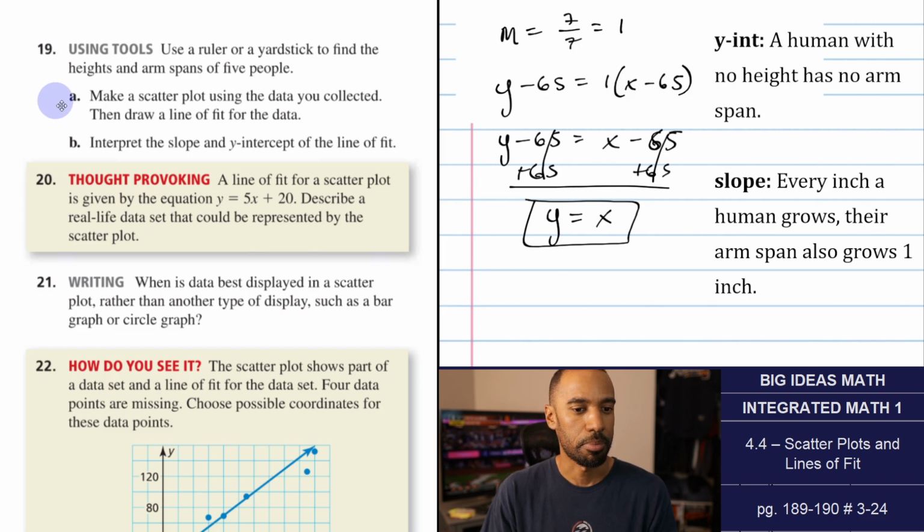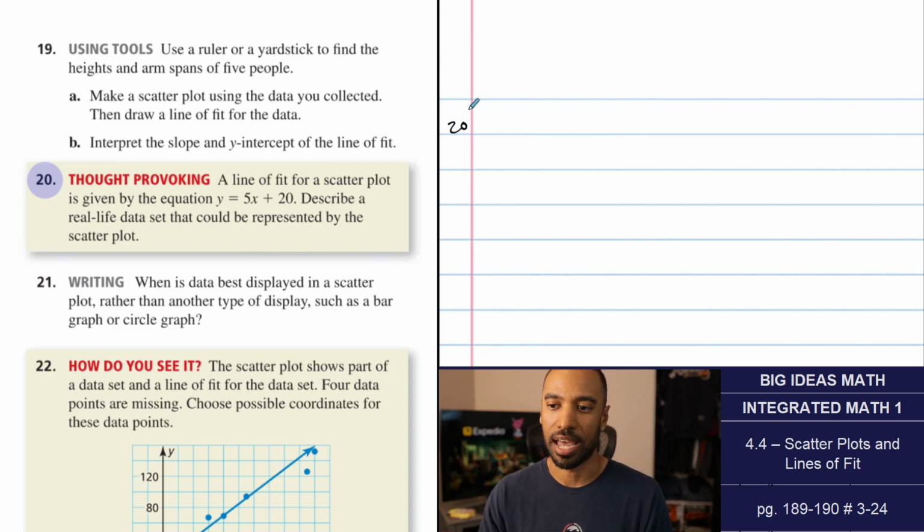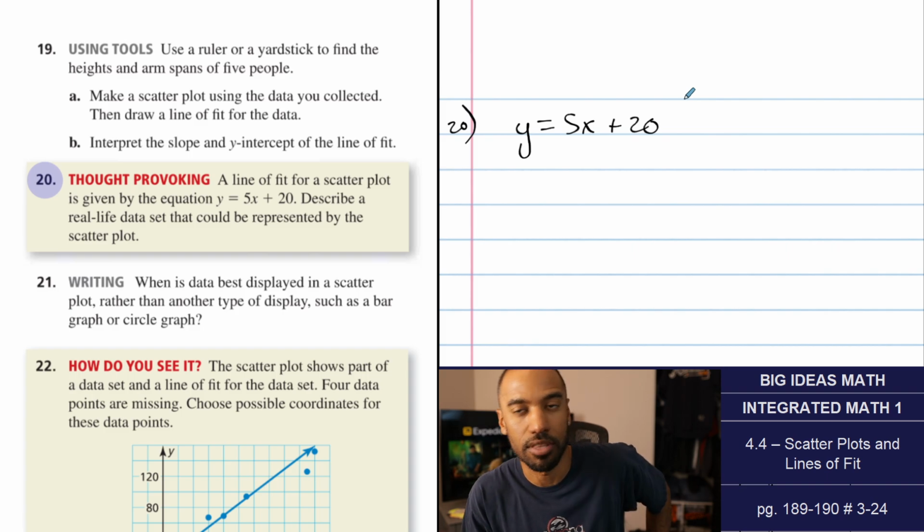Number 20, thought-provoking. A line of fit for a scatter plot is given by the equation y equals 5x plus 20. Describe a real-life data set that could be presented by the scatter plot. So remember, we're thinking about data here. Now the slope is 5. That means every time that you increase x by 1, y increases by 5, and you start at 20 for whatever this is.